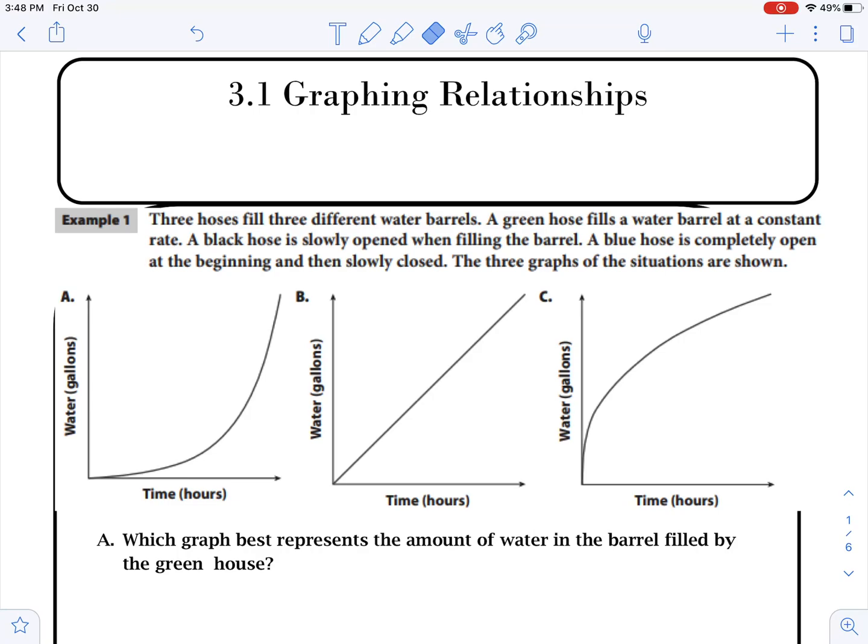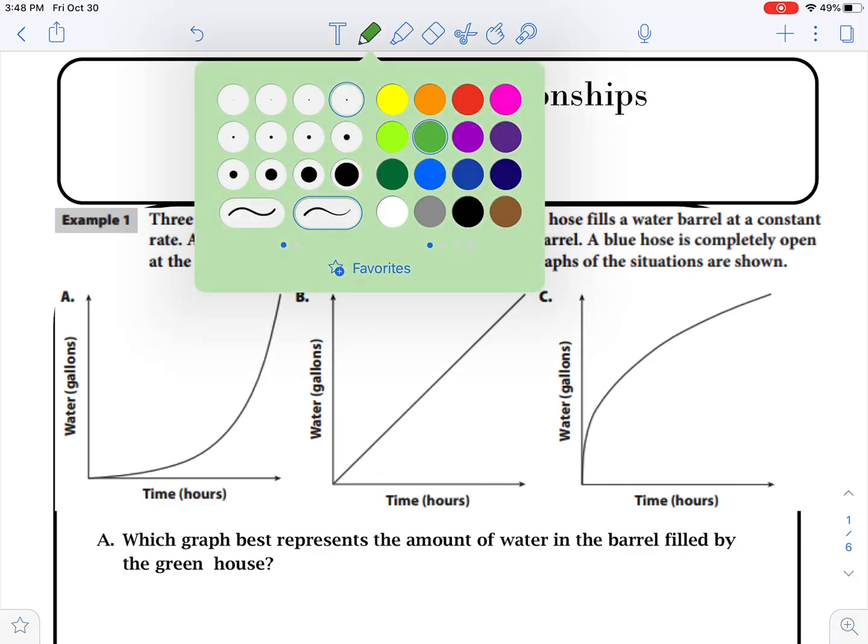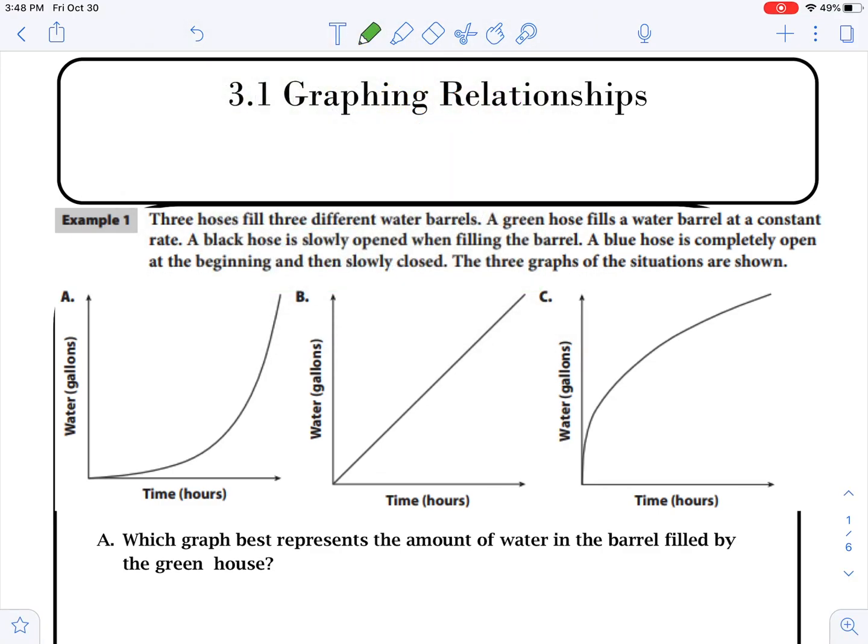We have a green hose that fills a water barrel at a constant rate. So if I look at this green hose, what gives me a constant rate? A constant rate is a straight line. So this right here would be the green hose.